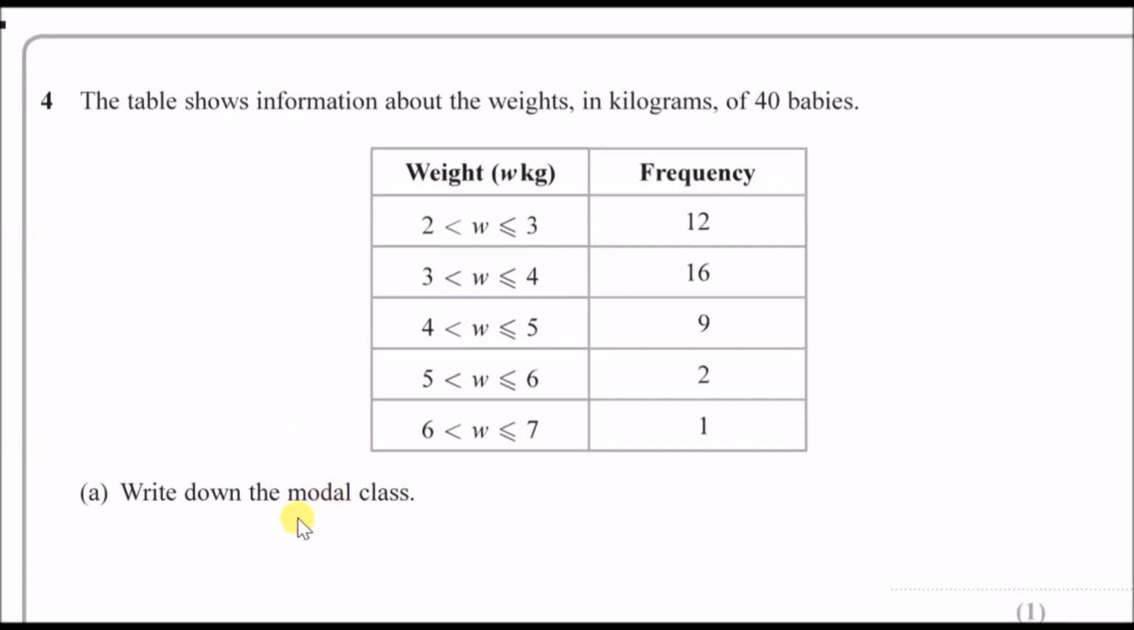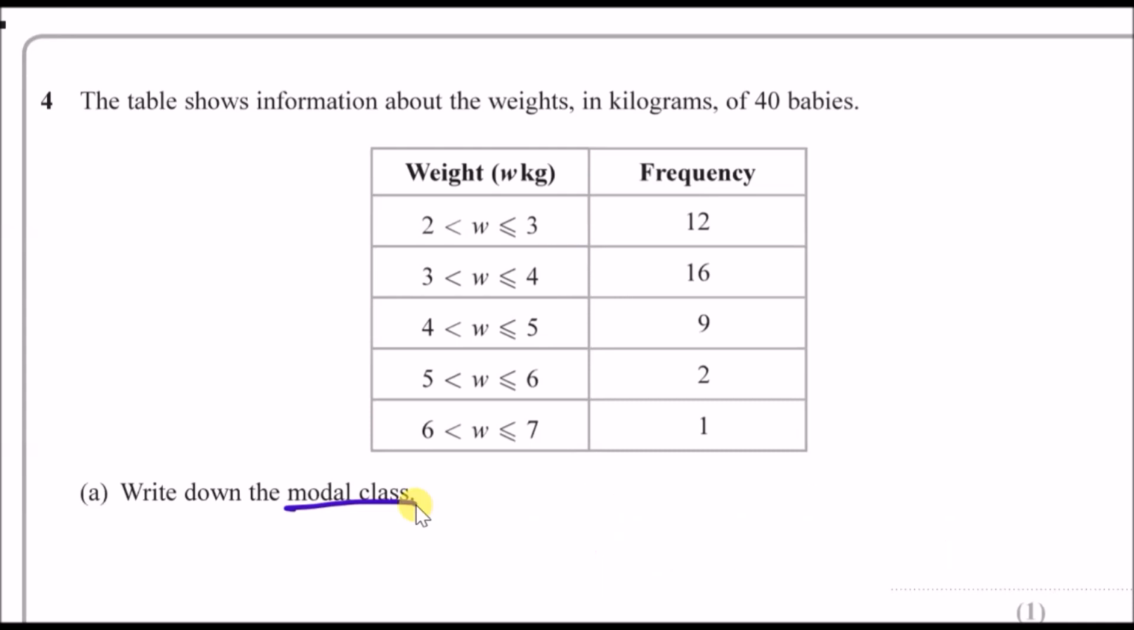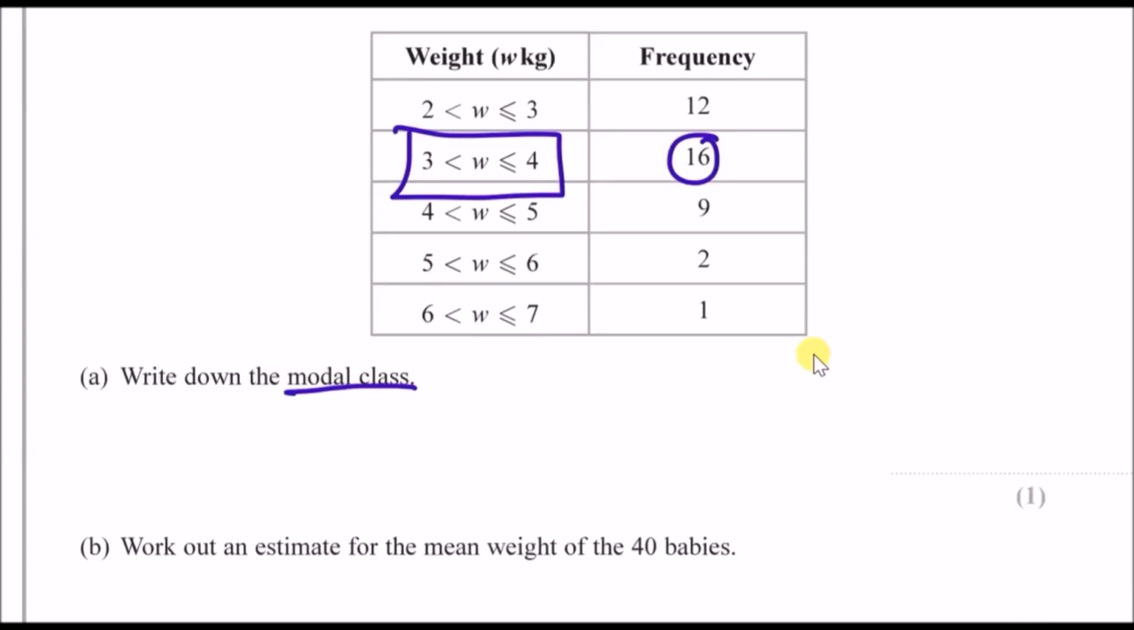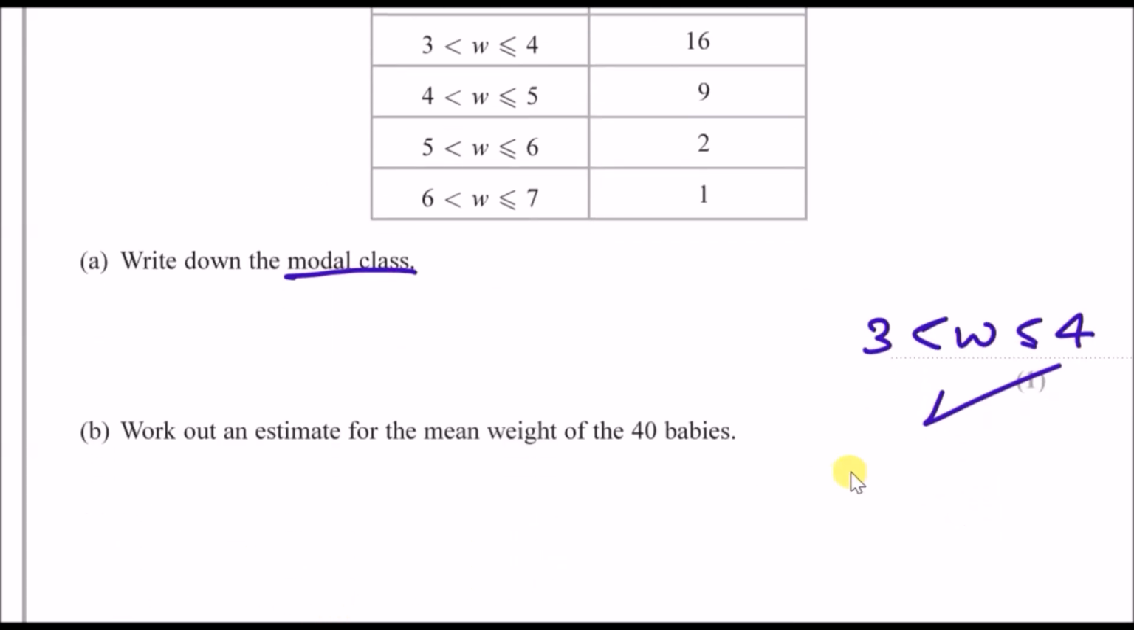Alright, so when you see the word modal, this means the mode, or the class that has the highest frequency. Well, we can see that the class with the 16 is this group here. So we just write that entire thing in. So the answer is just basically between 3 and 4. And that's it. Alright, B. Work out an estimate for the mean weight of the 40 babies.